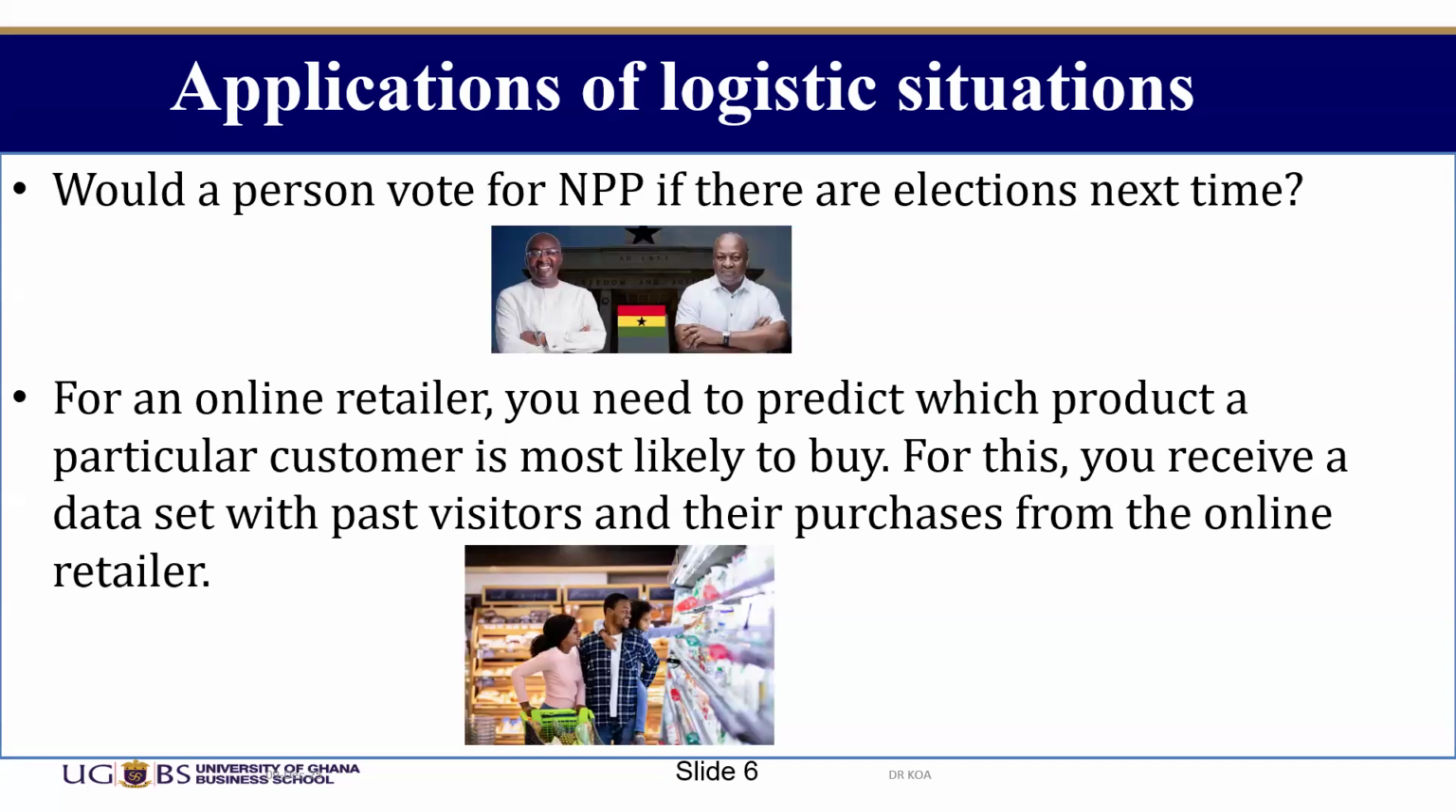And now for an online retailer, sometimes you want to predict which particular product a customer is most likely to buy. So you put things like Samsung phones and iPhone. Which ones are the customers most likely to buy? You receive a data set with past visitors, and from the past visitors, you are able to detect the likelihood of them buying a particular product. These are all applications of classification, the logistic situation.